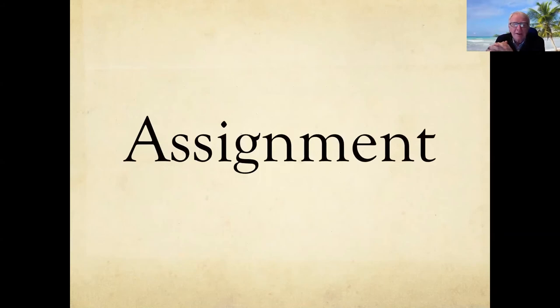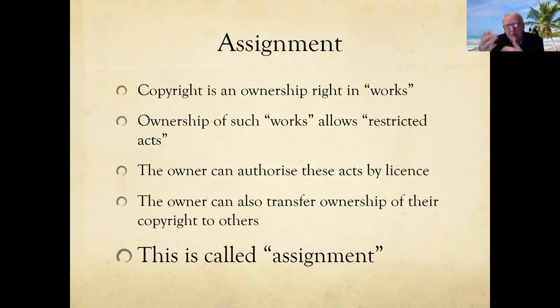Next slide, please. Right, we're almost there. Assignment. Now, this is where we get back to the employer-employee relationship. Copyright in this country is an ownership right in all those works that I mentioned earlier. And ownership of such works allows restricted acts, again I mentioned them earlier: the copying, the issuing to the public and so on. The owner can authorise these acts by licence. Go back to J.K. Rowling. She can authorise the copies to the public, the making of the videos and so on, by licence. And the owner can also transfer the ownership of their copyright to others. And this is called assignment.